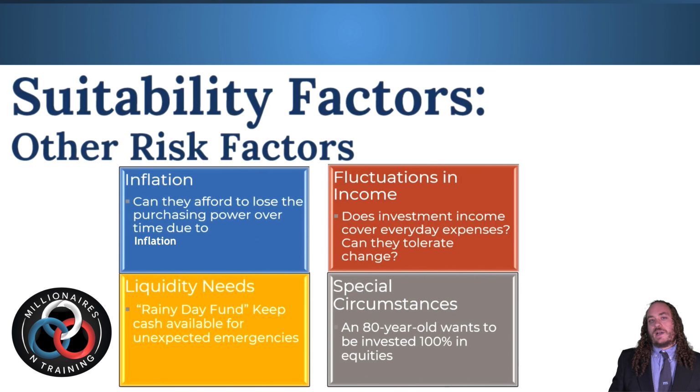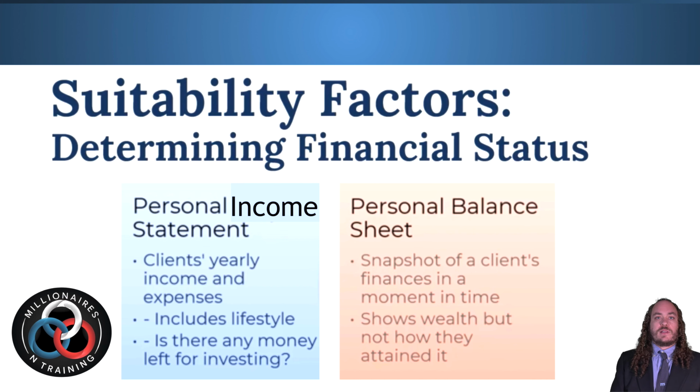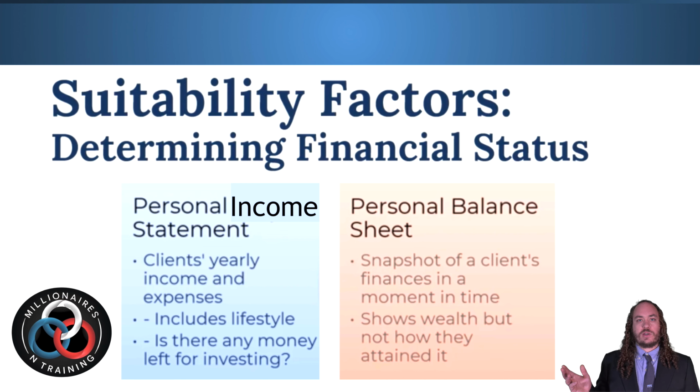Another suitability factor is determining the financial status of a client. We determine this by looking at personal income statements. This includes the client's yearly income and expenses, their lifestyle, and is there any money left for investing? Very few people can make more income and not increase their lifestyle. A personal balance sheet is just a snapshot of the client's finances at a moment in time. So it shows the wealth, but not how they attained it.